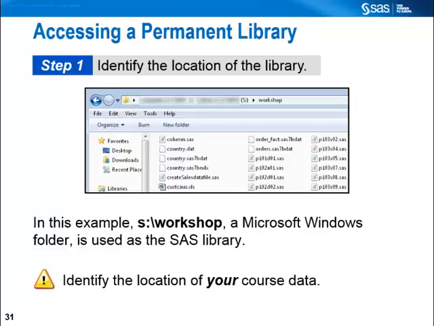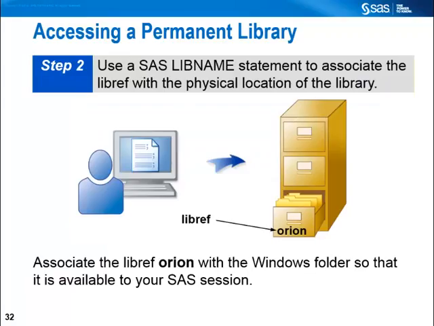Accessing a permanent library. Step 1. We identify the location of the SAS library. In this example, SAS Workshop, a Microsoft Windows folder, is used as the SAS library. We will identify the location of our course data, which is s:\workshop\prg1. Step 2.